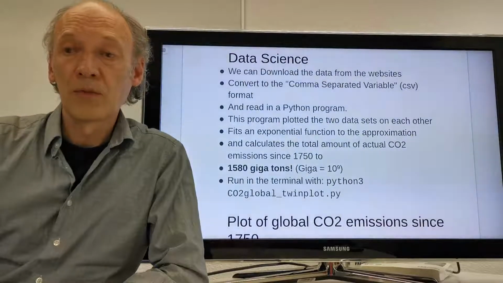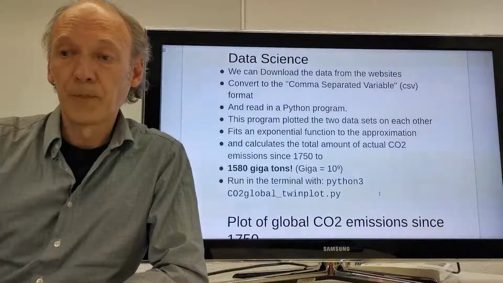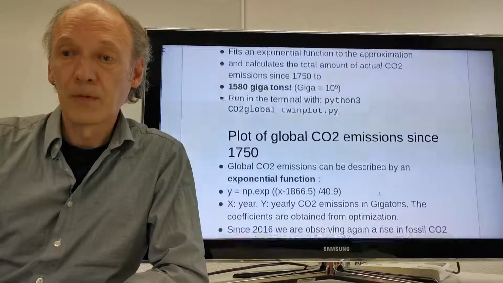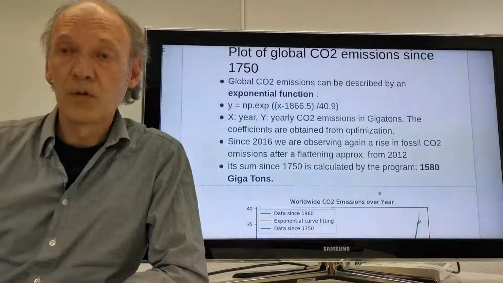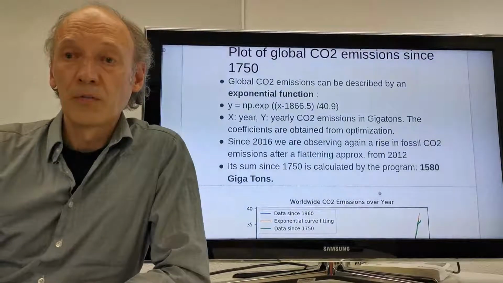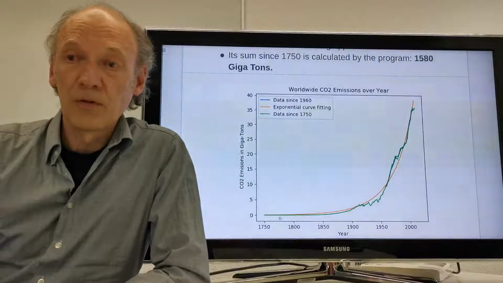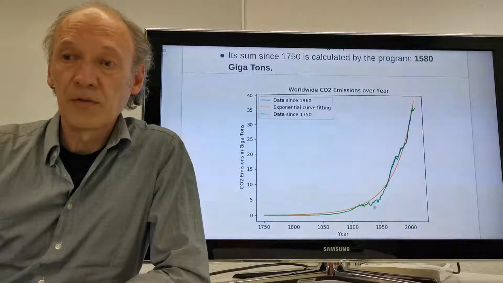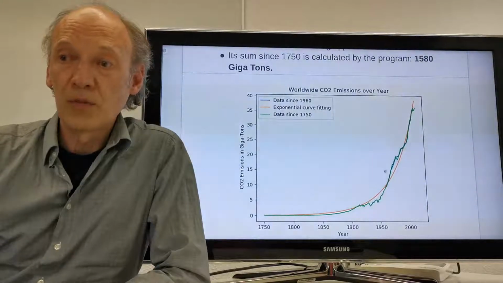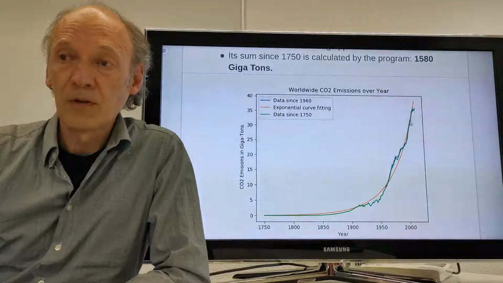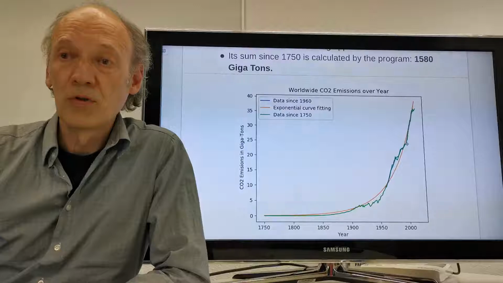So we can let our program run with python3 CO2_global_twin_plot.py, and then we get the total emissions, which you can see here. This is the plot that it makes. So here you can see green is the data since 1750, then blue is the data from 1960. You can see they are almost identical, except here there's a few differences.